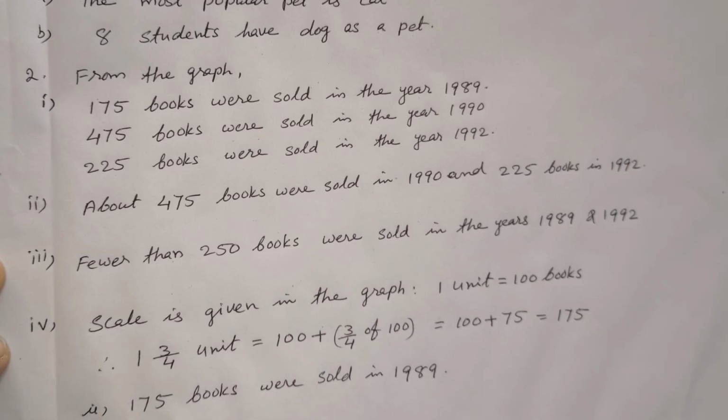Then fourth part, can you explain how you would estimate the number of books sold in 1989? In the graph, the scale is given as 1 unit is equal to 100 books. So that is almost 1 3/4 units. So 100 plus 3/4 of 100, that is 75. So 175. That means 175 books were sold in 1989.